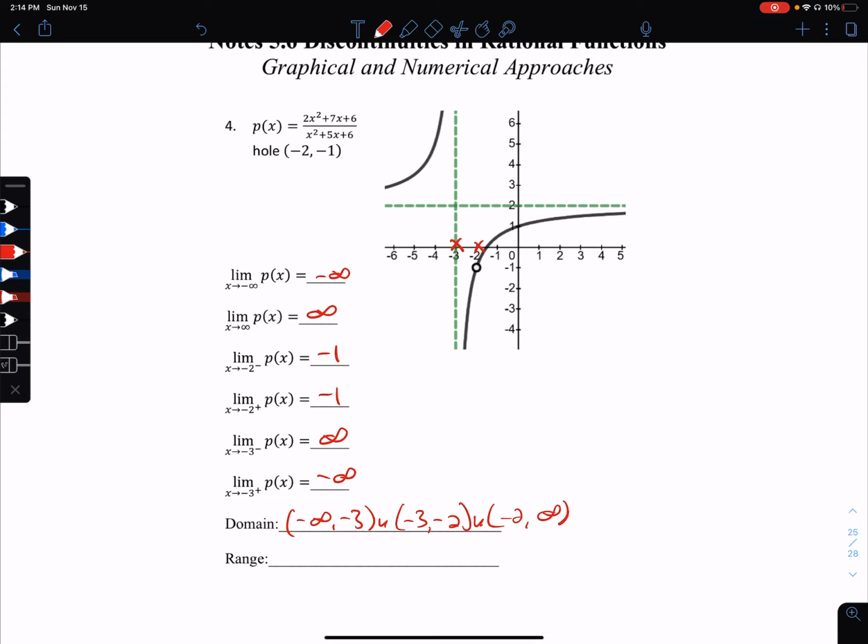The range is everything but the y value of the hole and the y value of the horizontal asymptote. So it's everything but negative 1 and positive 2. So it's negative infinity to negative 1, skips over negative 1, goes to 2, skips over 2 and goes to infinity.